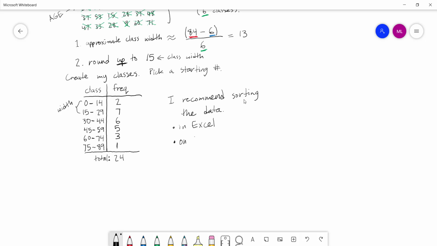You can do it on a TI, whatever, TI 83, TI 84. The problem with this is you have to manually type all the numbers into the calculator. And so this is possible, but it's not something I would recommend doing. So I will show you guys in another video how to sort data in Excel. So keep an eye out for that video.